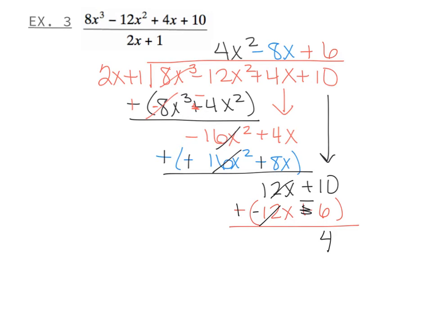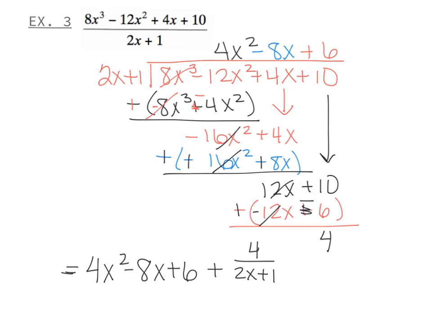The way that you have the answer is 4x squared minus 8x plus 6 plus 4 over 2x plus 1. So this is our answer.